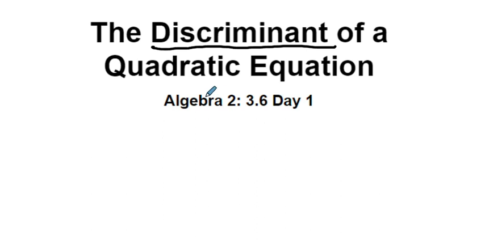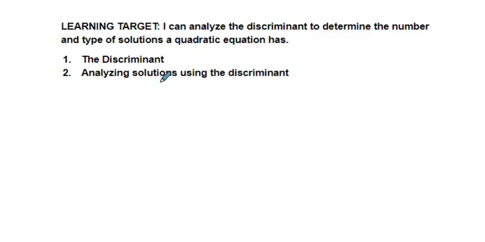So I think it's worth learning, and it's kind of important. What we're going to be doing is actually analyzing it. So we'll put some numbers in, and then we'll look at the nature of the result we get, and then we will analyze that to determine the number and type of solutions the quadratic equation has. And yeah, so let's just kind of get started here, all right?